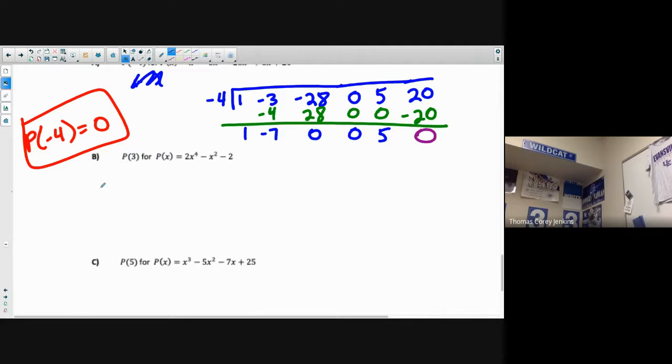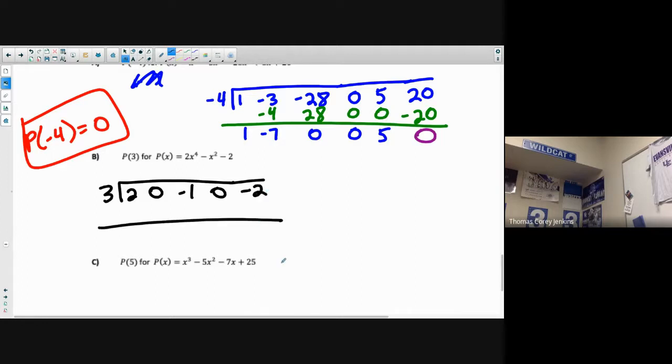So we're taking 3 and 2 for the x to the 4th. Don't forget the 0 for the x cubed. -1 for the x squared. 0 for the x. And -2 for the constant. And then remember, we're just basically looking for what goes there, okay? So we'll go ahead and say p of 3 equals whatever's in the box. All right, that's what we're doing.